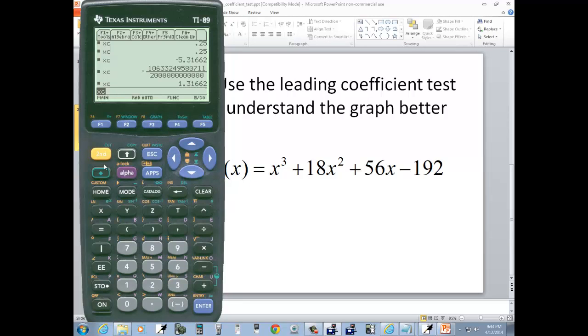Okay, so I'm going to go to my y equals. I do diamond F1. Up arrow to y1, press clear. I have 0 on y2. I'll go ahead and clear that. It doesn't hurt anything. Leave that there, though.